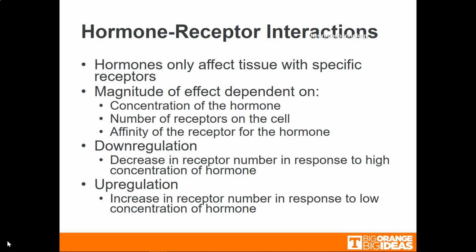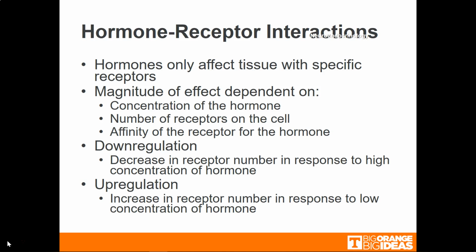Two processes that really regulate how the hormone impacts the tissues. We have downregulation and upregulation. So downregulation is when you have a decrease in the receptor number in response to the hormone concentration. So if you have a high hormone concentration, there's going to be a downregulation in receptor numbers.